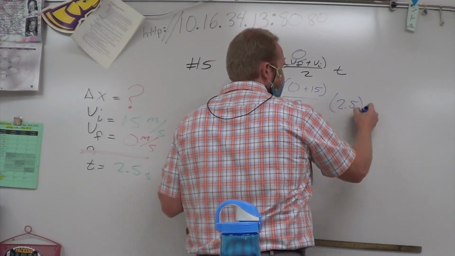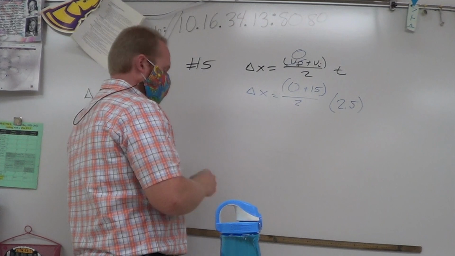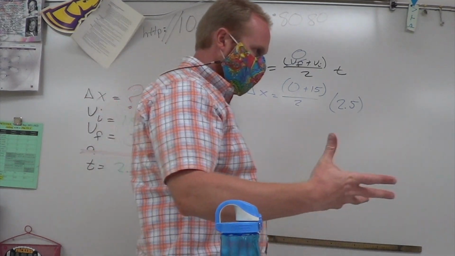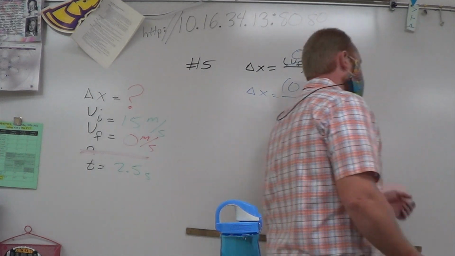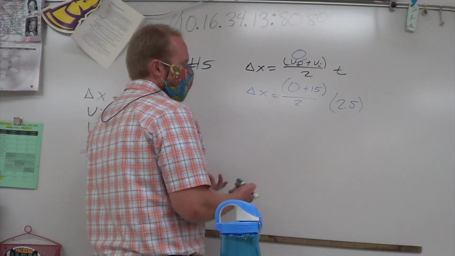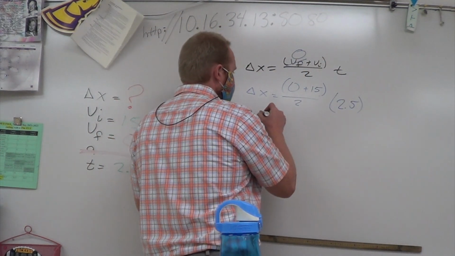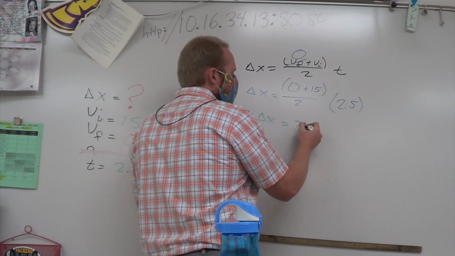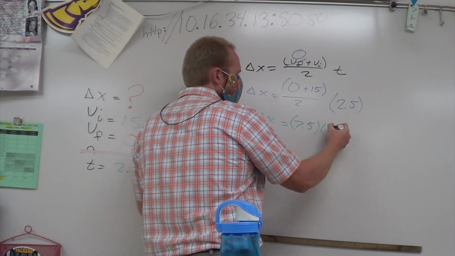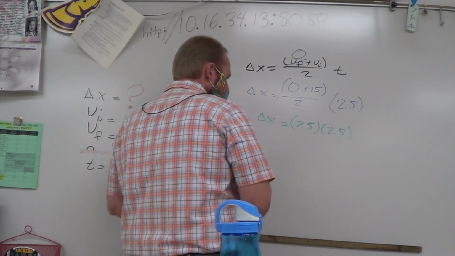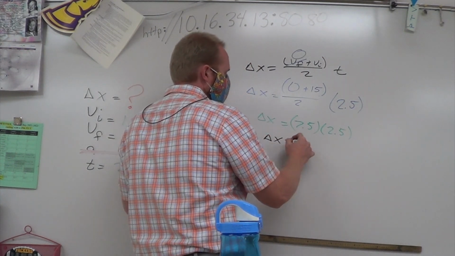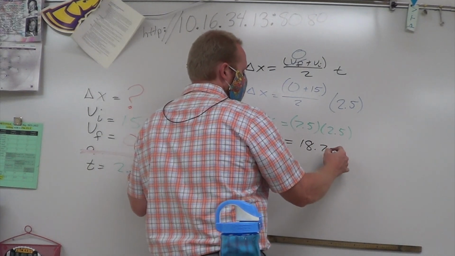2.5. So you got to do your addition first, so 15, then 15 divided by 2 or multiply by 2.5. It really doesn't matter the order in which you do. But I'm going to say this is 7.5 times 2.5. And then when you plug this into your calculator, your delta x is going to be 18.75.